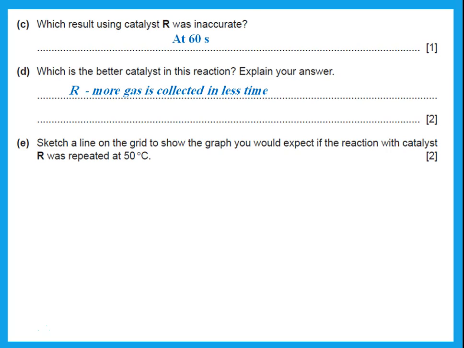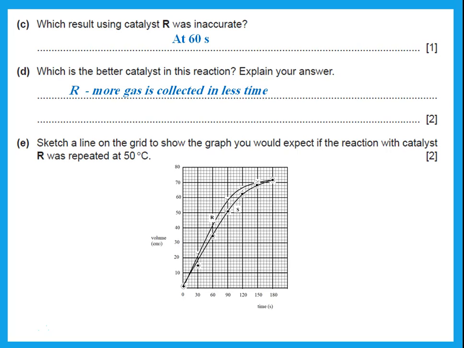Now sketch a line on the grid, and that means on the graph that you've already drawn. So this is the grid that you have already drawn. Now you're going to sketch something else. You're going to sketch a line to show the graph you would expect if the reaction with catalyst R was repeated at 50. If we go back, you will find that the original experiment was made at 20 degrees centigrade. Now he wants it to be at 50.